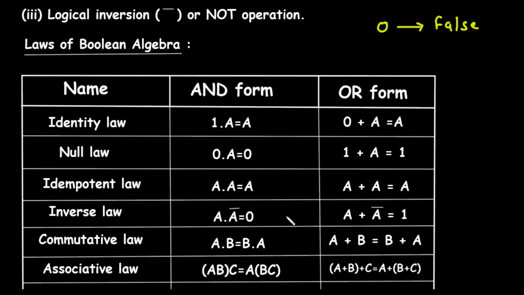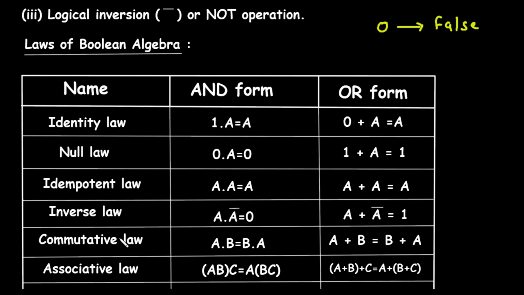Then for AND form, A and NOT A equals false. A statement and its opposite cannot both be true at the same time. It cannot be raining and not raining. The combined statement is always false.